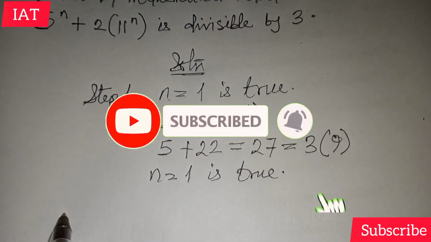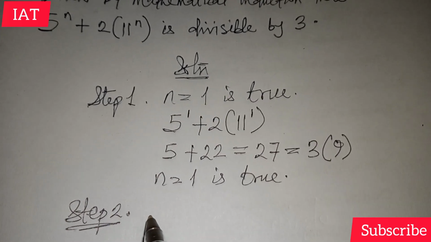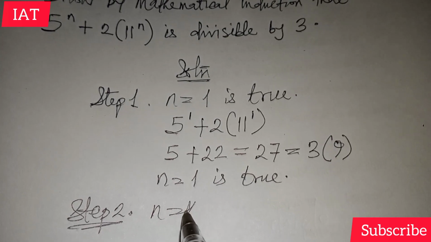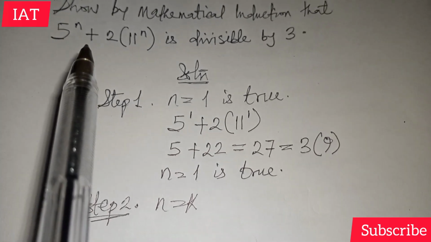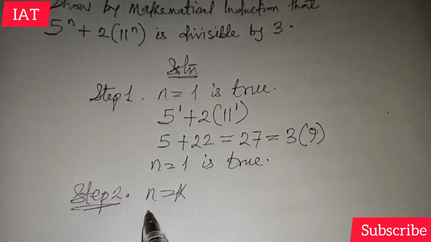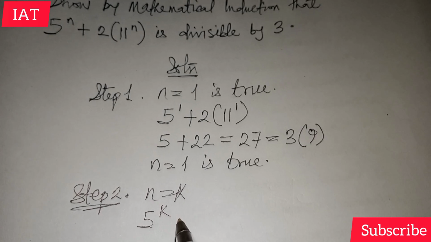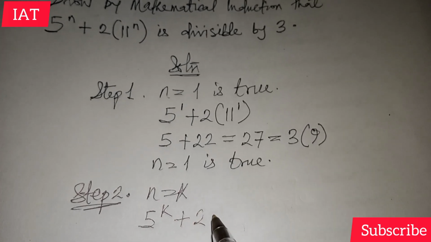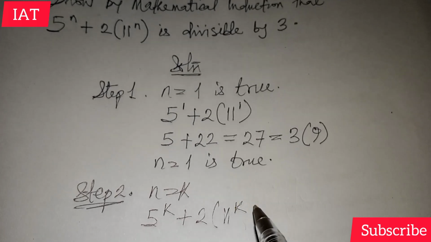So what happens in the second step? In step 2, we're going to make an assumption. We assume that n equal to k is true. So essentially what we need to do is plug in k for n. So we have 5 to the power of k plus 2 into 11 to the power of k.